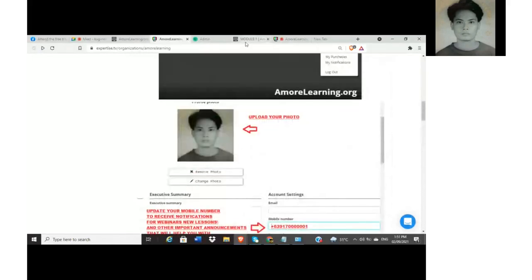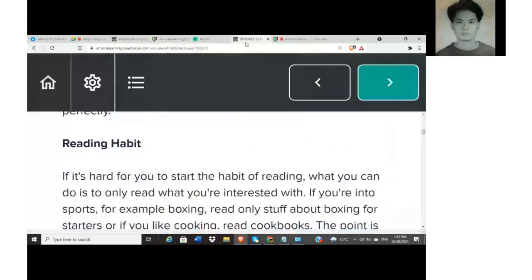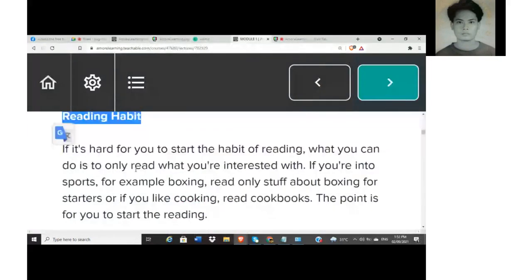Going back to module number 1, reading habit. Okay, as I've mentioned, pick a time of day. We suggest you do this every day because to build your habit of reading, it's hard for you to start the habit of reading at first. What you can do is to only read what you're interested in. Whatever it is. If you're interested in Manny Pacquiao, that's okay. Read about Manny Pacquiao. If you're interested in architecture, read architecture articles. If you're interested in basketball, read about basketball. If you're a lady interested in cosmetics, makeup, read about makeup. It's up to you, for starters.